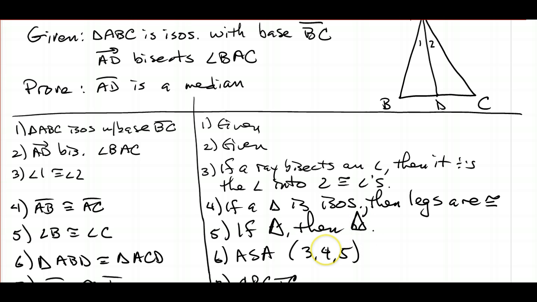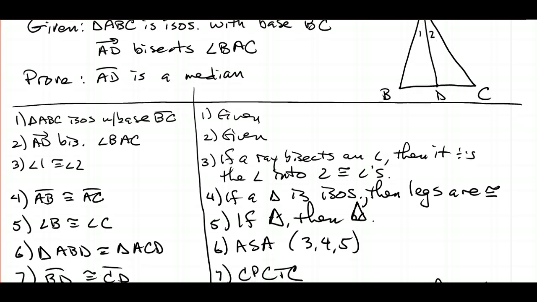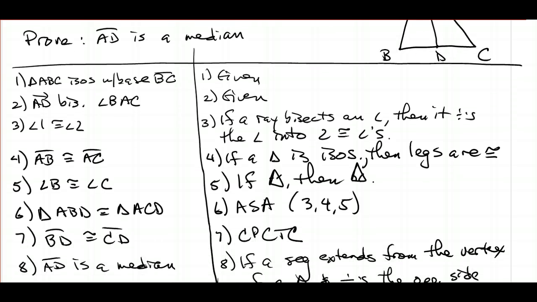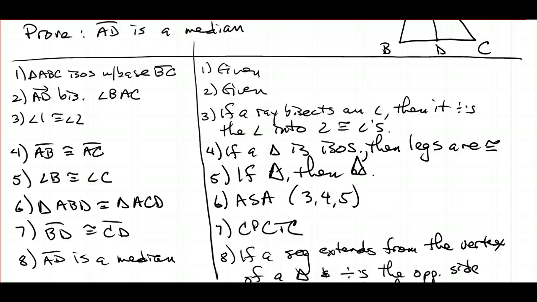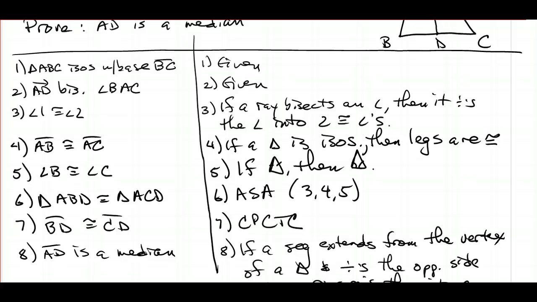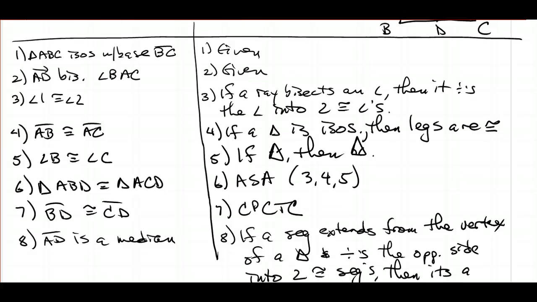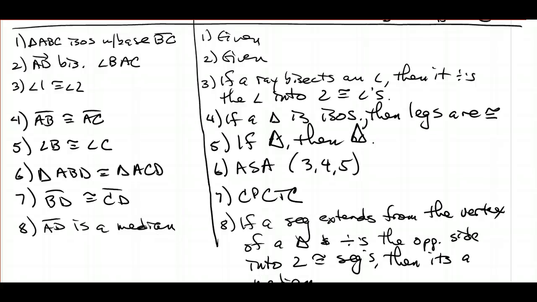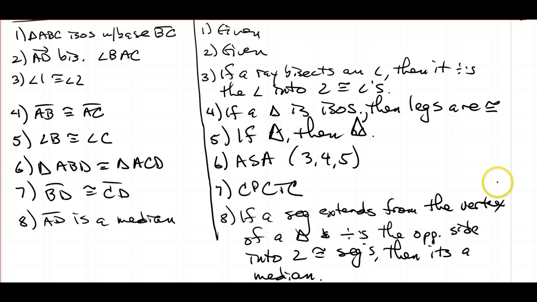Then we can get the triangles congruent by angle side angle, which means that BD and CD, notice my corresponding order when I name those, BD and CD are congruent by CPCTC. And once I have those two sides congruent, I'm going to use my altered form of the converse of median to say that AD is a median if a segment extends from the vertex of a triangle and divides the opposite side into two congruent segments, then it's a median.